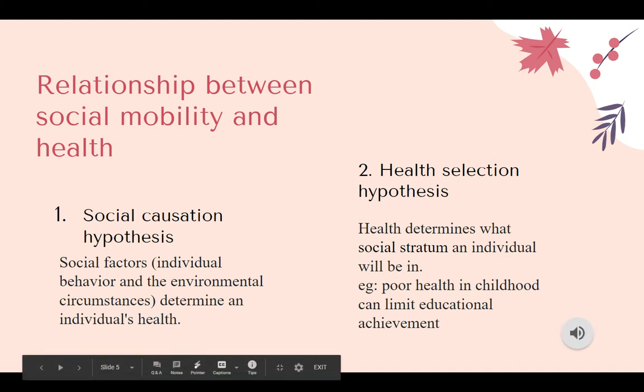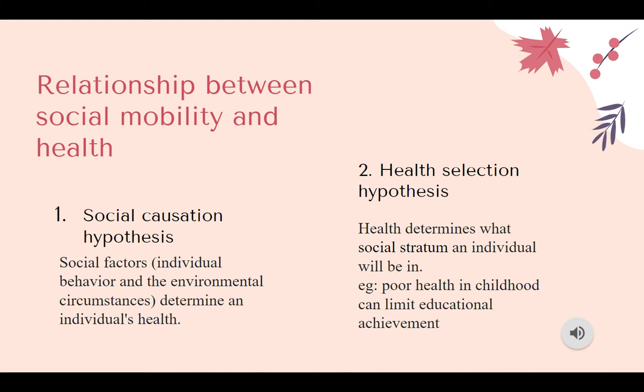There are two ideas concerning the relationship between social mobility and health: first, the social causation hypothesis, and the second one is the health selection hypothesis. These hypotheses observe whether health determines social mobility or whether social mobility determines the quality of health. The social causation hypothesis states that social factors such as individual behavior and the working environment determine an individual's health. Conversely, the health selection hypothesis states that health determines what social stratum an individual will be in. The findings for each of these hypotheses may depend on how a person's socioeconomic status is measured.